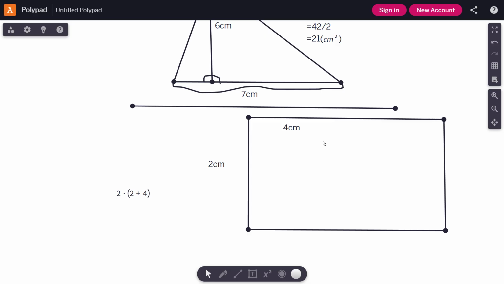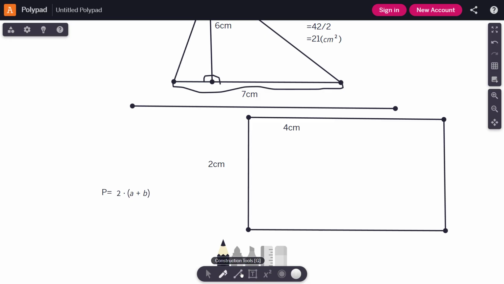So this is the formula for the rectangle's perimeter. Rectangle's perimeter is always 2 times (2 plus 4), like 2 times (A plus B), just the 2 sides. In this speed run, we don't have much time.